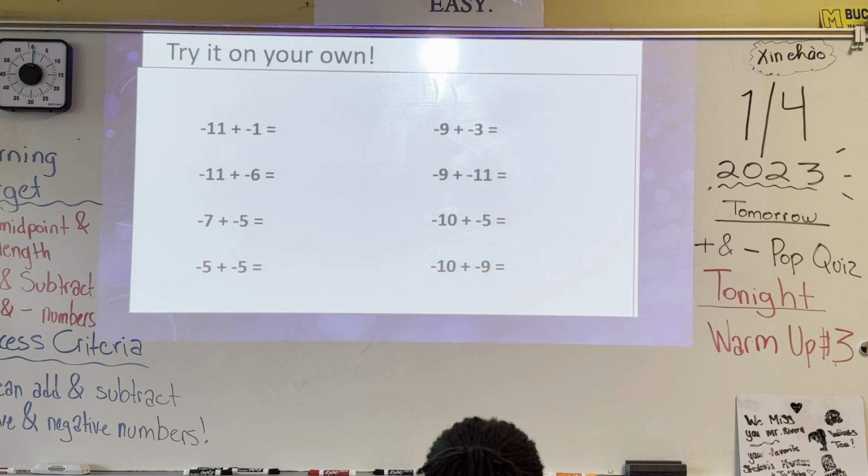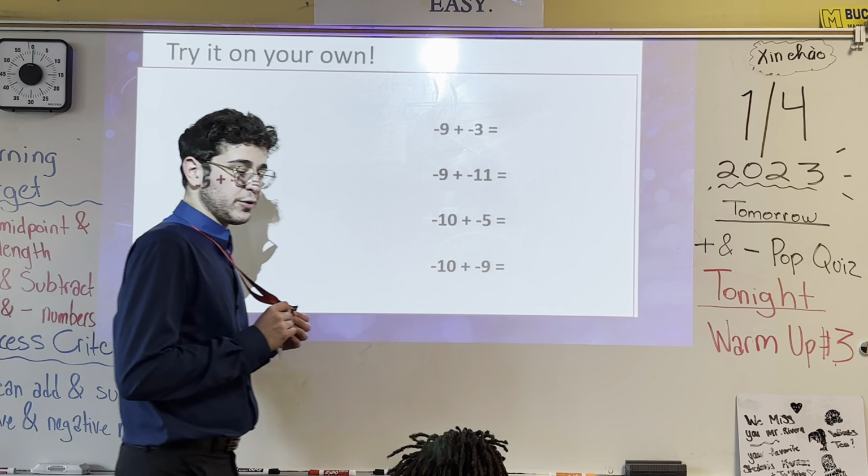Negative 9. That was from the last one. Negative 9 plus negative 3 is going to be negative 12. Make sure you're writing down those equations. Great, go ahead and take this time to check over your work.